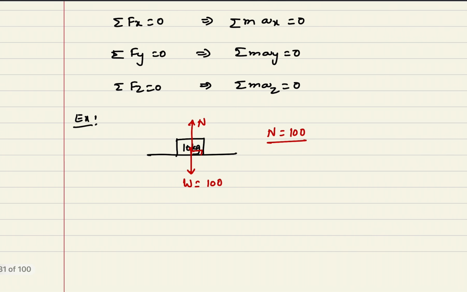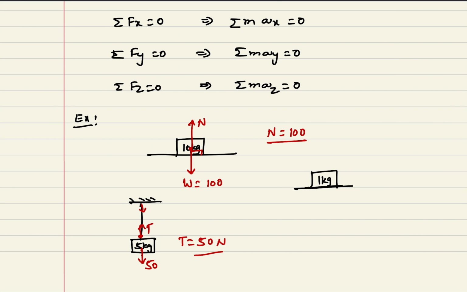That's all. Now if I take one more case, there is a string connected to a block of mass 5 kg. As the system is at rest, whatever tension is in the string will be equal to the weight of the body, 50 newtons. So you can write T is equal to 50 newtons. T is equal to how much? 50 newtons.